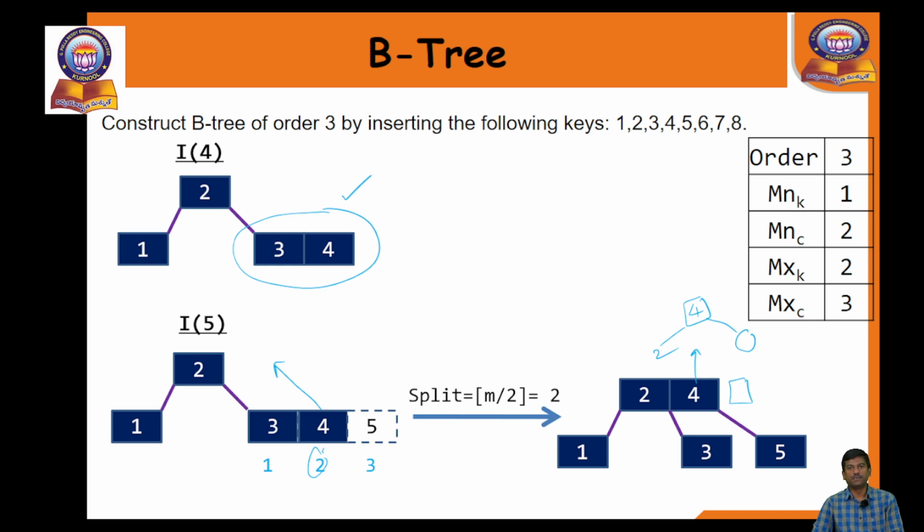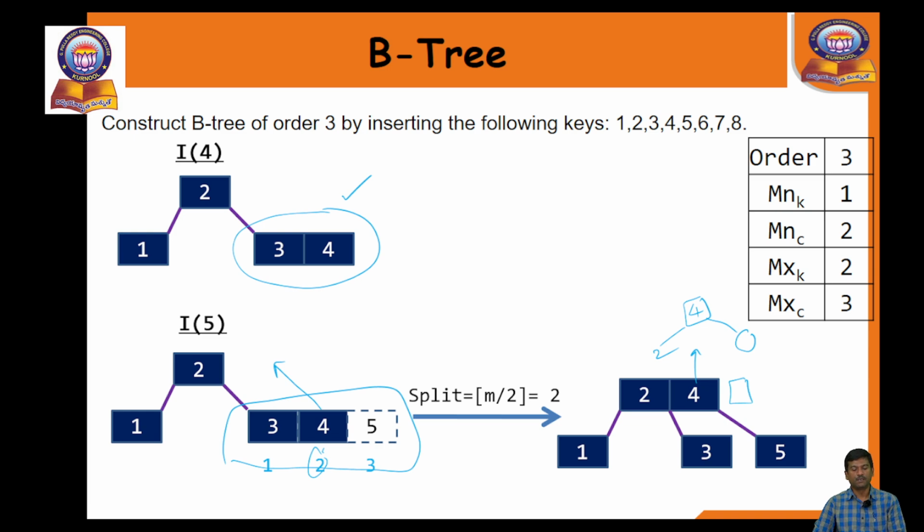The keys are being inserted. So depending upon the order, find the maximum allowable keys. If it is within or equal to the maximum allowable keys, then it is okay. If it exceeds, here you can observe there are 3 keys present, but since the maximum allowable keys is 2, you have to identify the split, which is given by the formula m by 2.